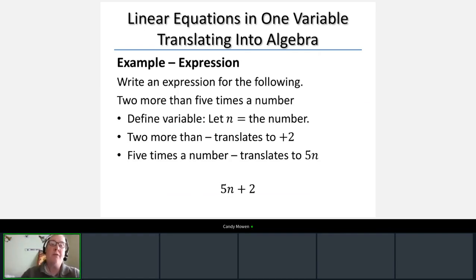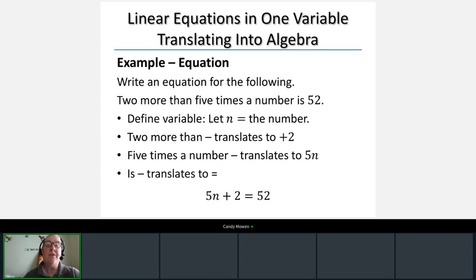Write an expression for the following: two more than five times a number. Well, let's define the variable. Let n be the number. Two more translates to addition, or plus two. Five times a number translates to 5n. So we have 5n plus 2. That is from our English to our math sentence.